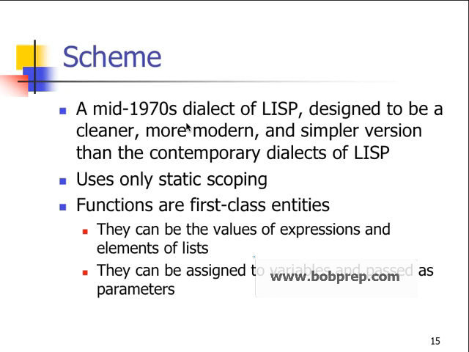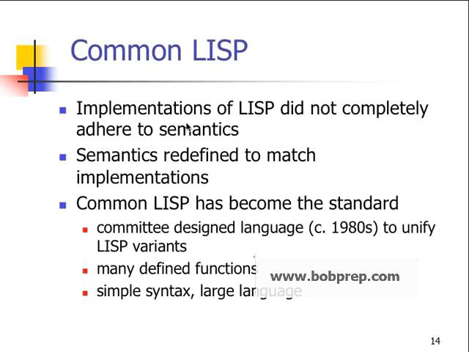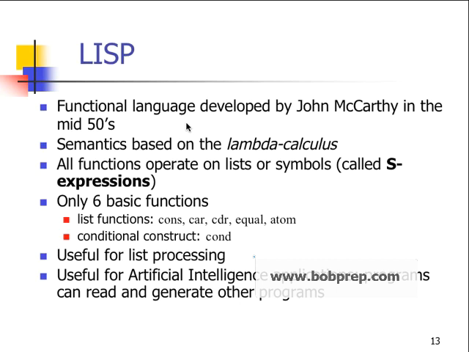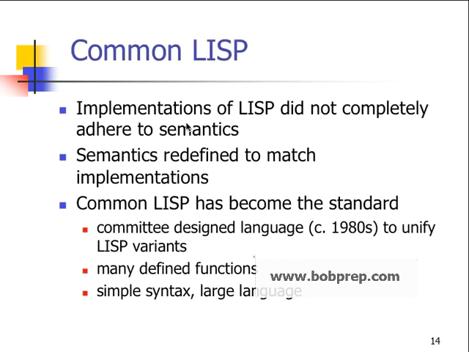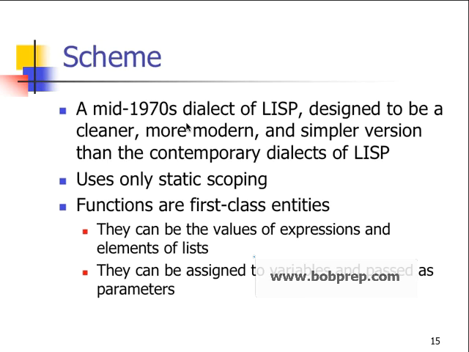Here's Scheme. Scheme, this was about the 1950s. Lisp is around the 1950s, late 50s. Common Lisp was around, it didn't get unified till 1980. Scheme is around 1970 to kind of give you some perspective on the development effort. The mid-1970s dialect of Lisp was designed to be a cleaner, more modern, simpler, more contemporary version. Not Common Lisp, which was kind of cryptic at that point.